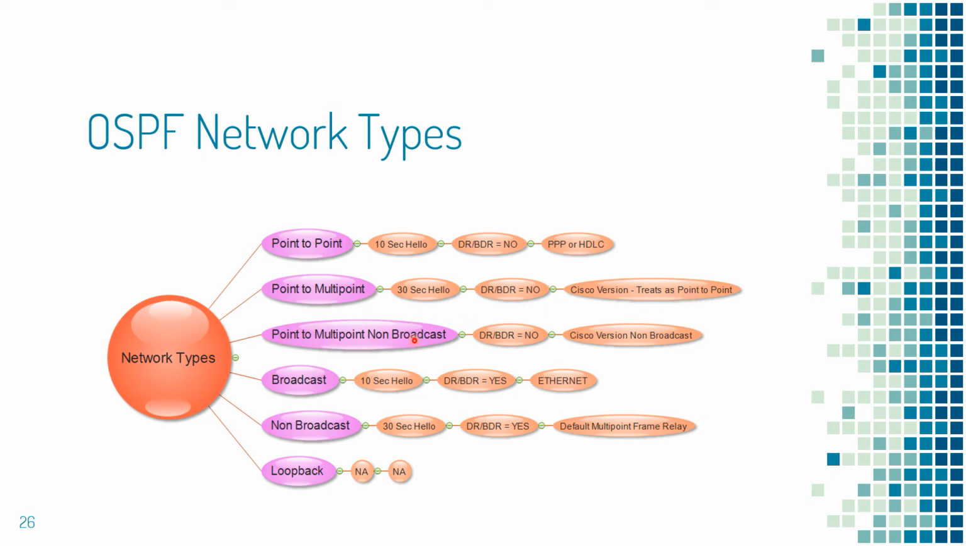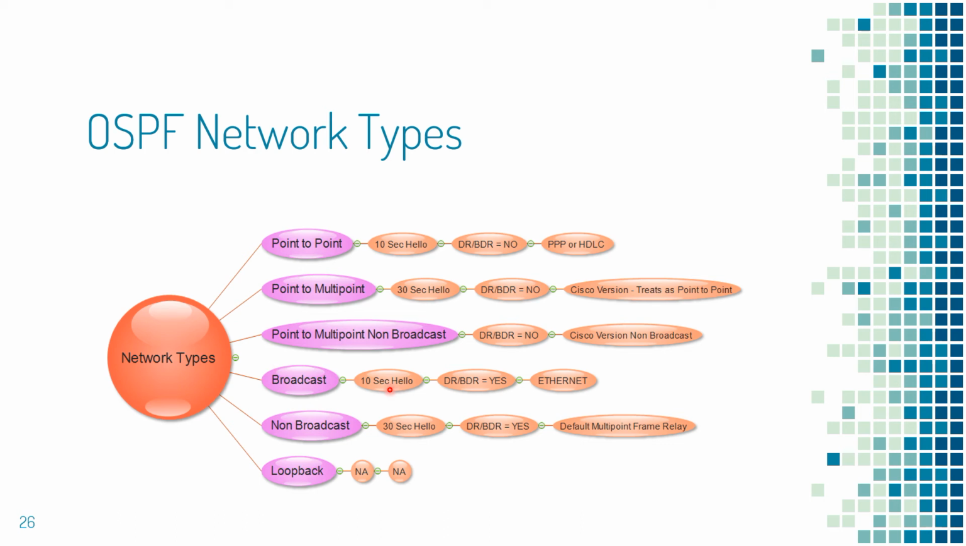In point-to-multipoint non-broadcast network types, OSPF hello packets are sent every 30 seconds with a dead interval of 120 seconds. There are no DR or BDR elections. It uses unicast hello instead of multicast. You need to define the OSPF neighbors manually using a neighbor command.